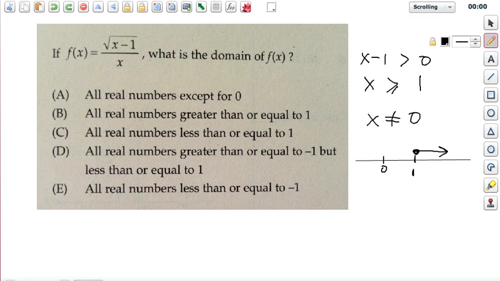Okay, another domain question. If f of x is square root of x minus 1 over x, what is the domain? So you know you cannot have a negative square root. So x minus 1 has to be positive. In other words, x has to be greater than or equal to 1. But you can't have 0, the bottom here, as a denominator. X cannot be equal to 0. So your domain, accepted domain, would be greater than or equal to 1. So all real numbers greater than or equal to 1 is your correct answer.